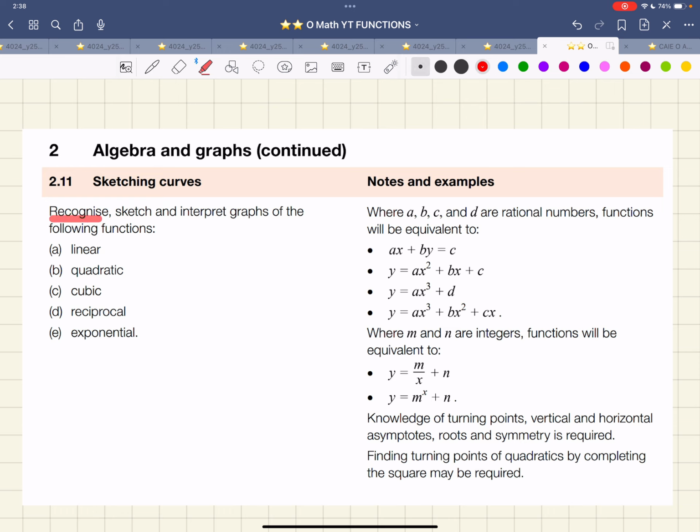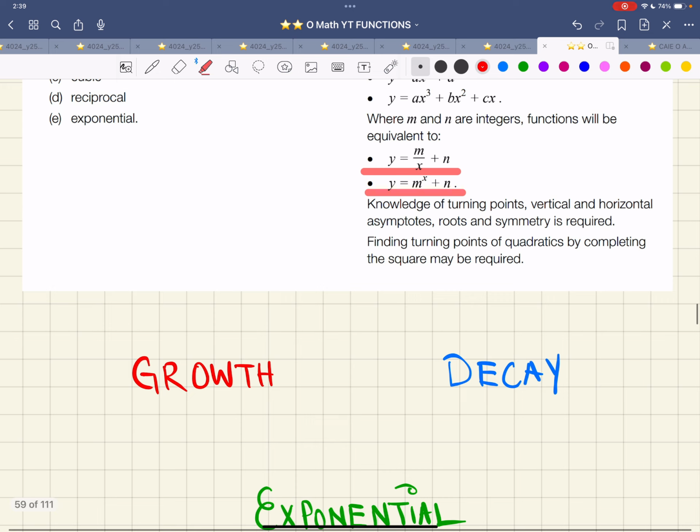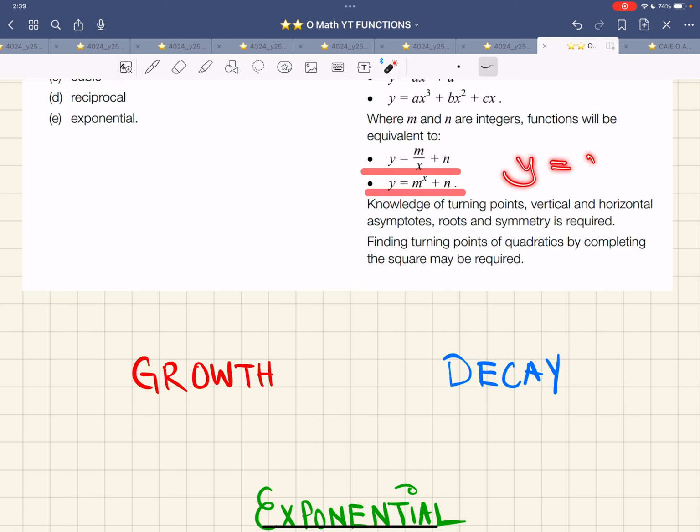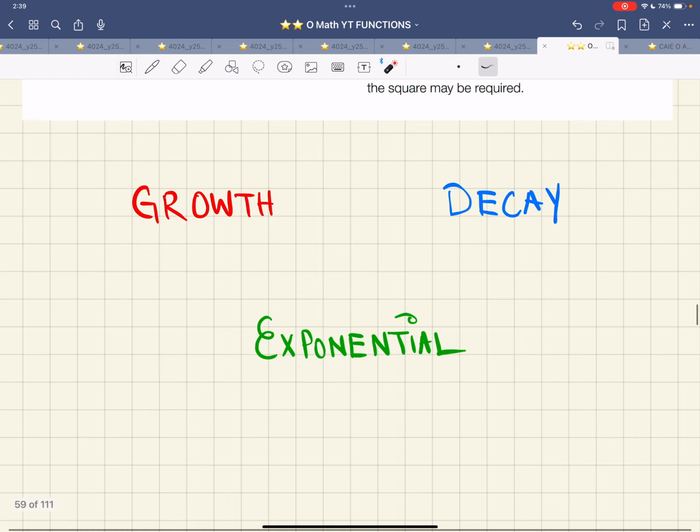We have to recognize, sketch and interpret graphs, and our focus is on this exponential function that is written of the form y equals a constant raised to the power of x plus another constant. So m is a constant, c is a constant, x is the power, also known as exponent, hence the term exponential, and y is a variable. Now they are interested in knowledge of turning points, if any, vertical and horizontal asymptotes, if any, roots and symmetry. And if we are talking about quadratics, we can talk about the turning points and so on.